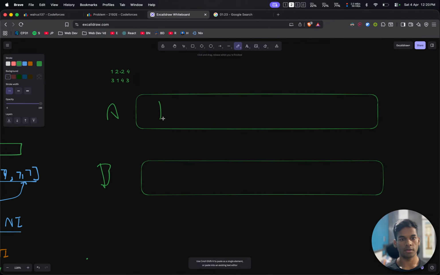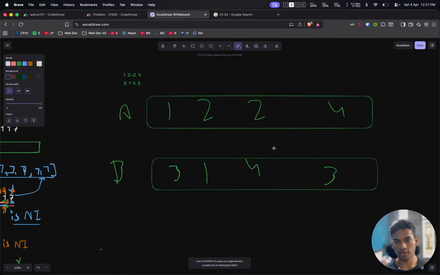These are 1, 2, 2, 4. We do not have to minimize the number of operations. We just want an even split. And all we can do is swap elements at the same index in A and B.